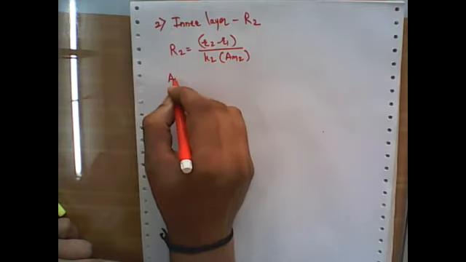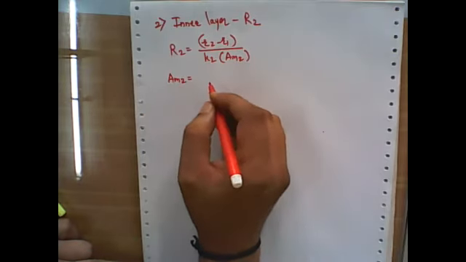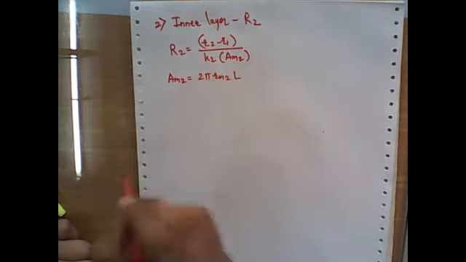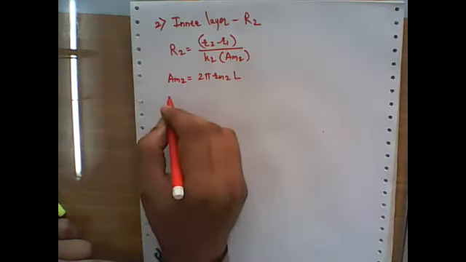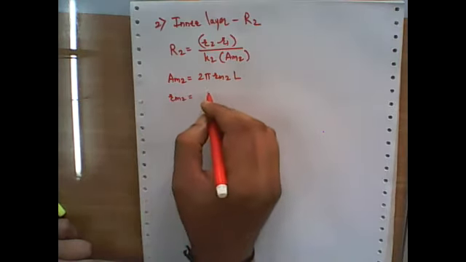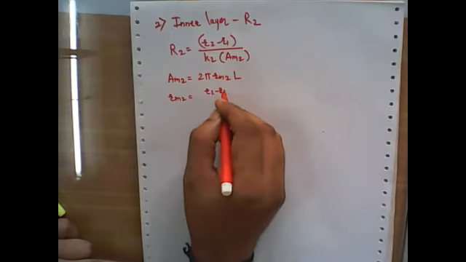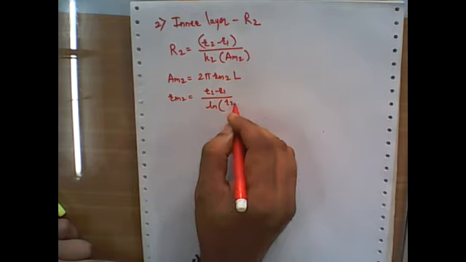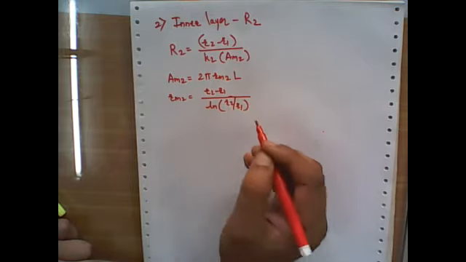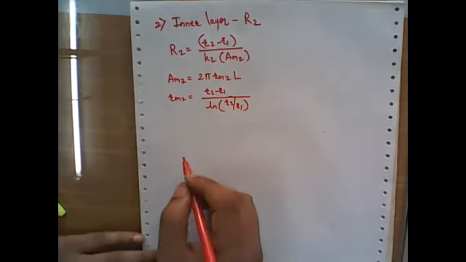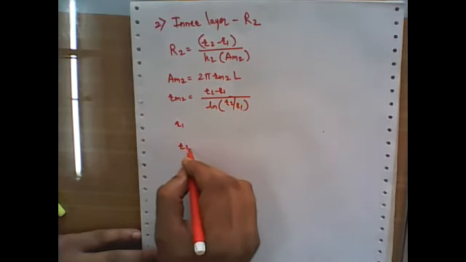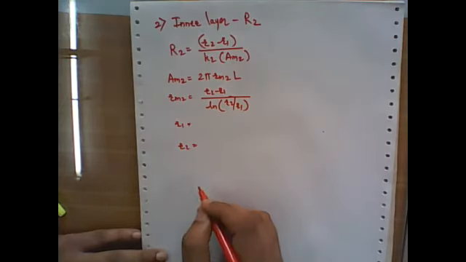Now what is AM2? That is 2 pi RM2 L. Now what is RM2? That is r2 minus r1 upon ln of r2 by r1. But what are the values of small r1 and r2 for this second thermal resistance, right?